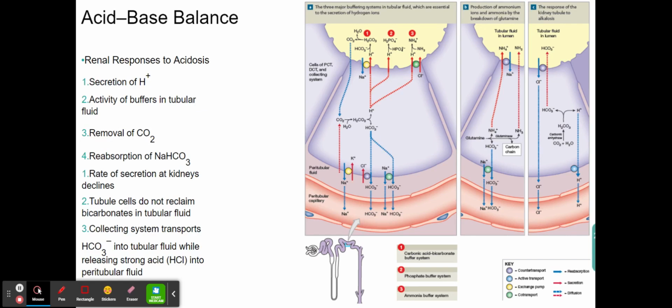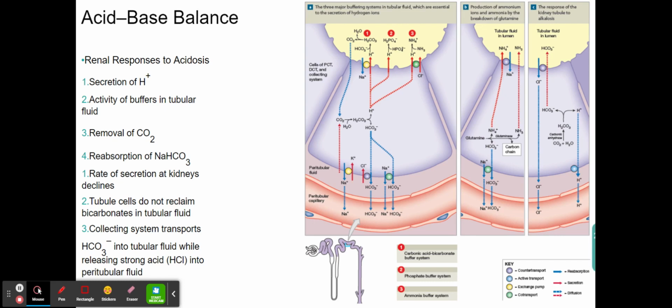Acidosis, or low blood pH, develops when the normal plasma buffer mechanisms are stressed by excessive hydrogen ions. The kidney tubules do not distinguish among the various acids that may cause acidosis. Whether the decrease in pH results from the production of volatile, fixed, or organic acids, the renal contribution remains limited to: 1. The secretion of hydrogen, 2. The activities of buffers in tubular fluid, 3. The removal of carbon dioxide, and 4. The reabsorption of sodium bicarbonate.